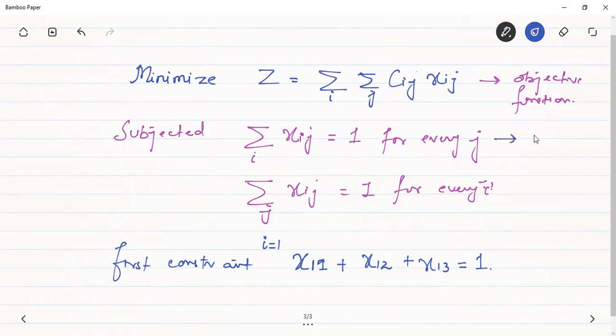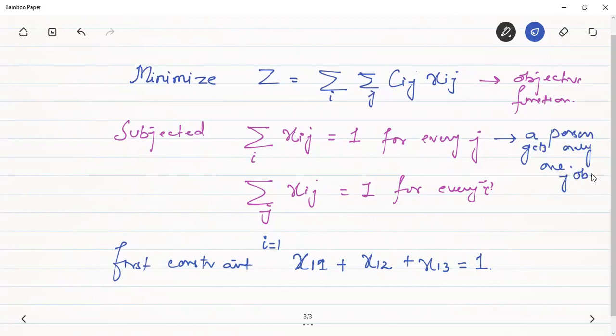a person gets only one job. That is what it means, a person gets only one job. Let's talk about the first person, the first worker. Let's talk about worker number 1. If I am talking about worker number 1, then I is equal to 1 because I is the first worker.